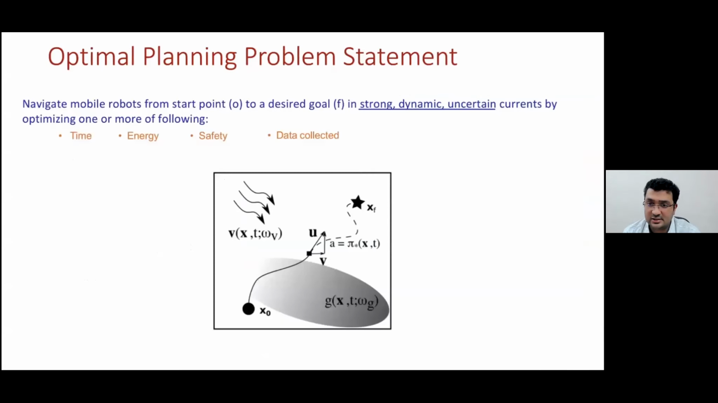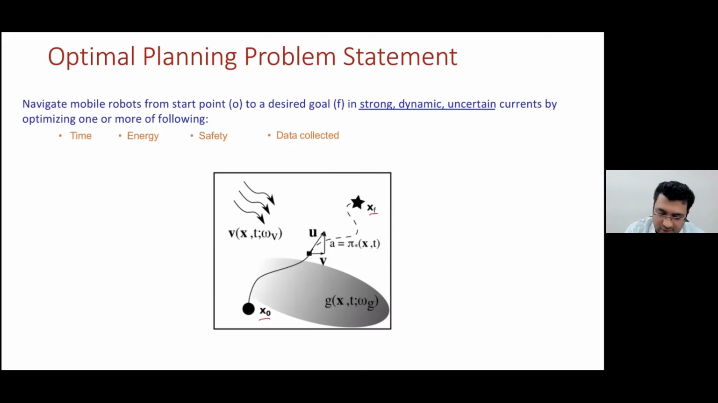Autonomous navigation is really important, right? So we all know we are in that field, right? So let's try to see the problem that we are trying to solve over here, right? So we want to navigate a robot from X naught position to X final, right? So from its initial position to the final desired goal in a strong, dynamic, and uncertain current. And we want to optimize the time taken, the energy used, maximize the safety, and maximize the amount of data that is collected, right? So that's the problem that we want to solve.